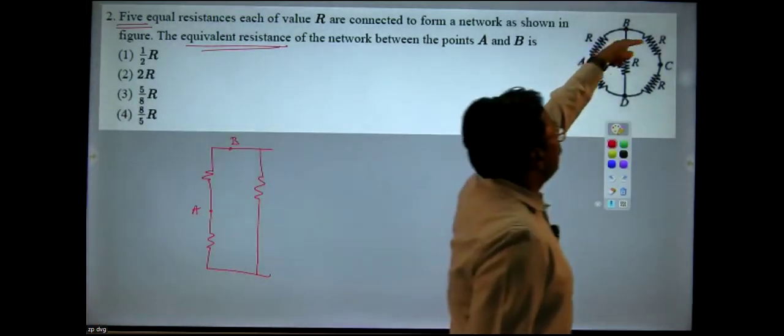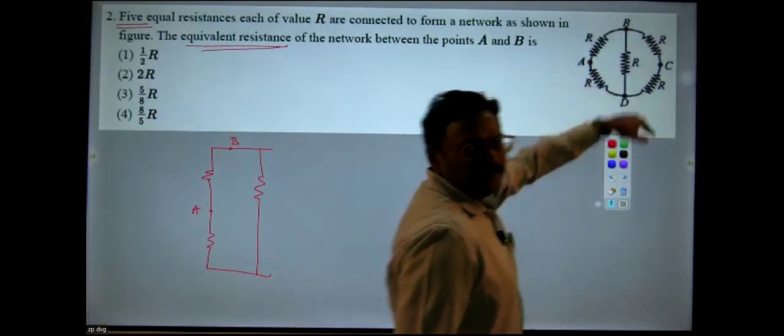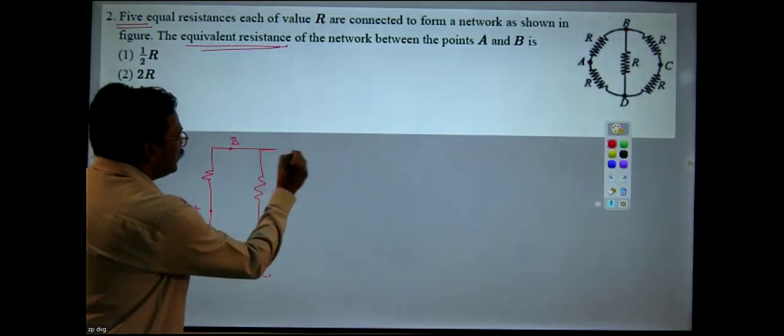And look at this arm. Resistor R is there. R is there. So there are 2 resistors which are in series. So I can rewrite the diagram like this.